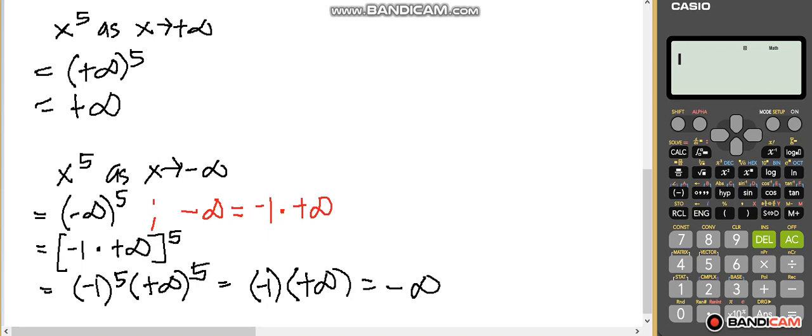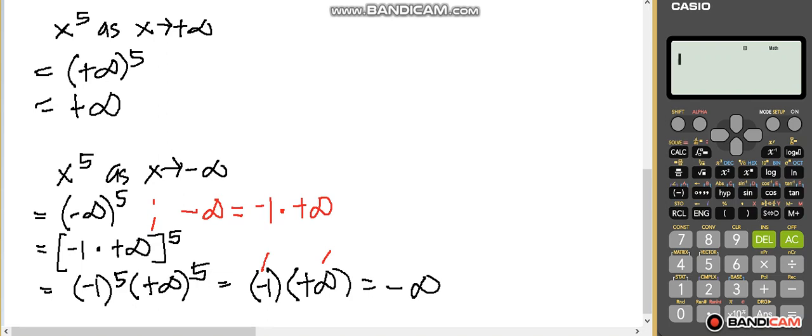Okay? So, ganun lang class. Since positive infinity is a very large number, ngayon, nag-multiply ka sa kanya ng isang negative number, ike-carry niya yung negative sign nung number na minultiply mo sa kanya. So, instead of being a very large number, naging maliit siya because of the negative sign. I hope that is clear.